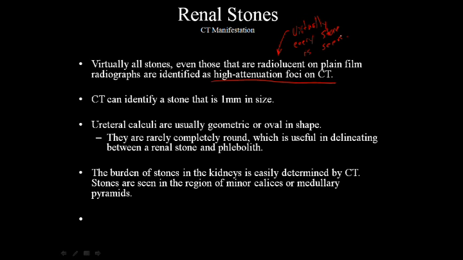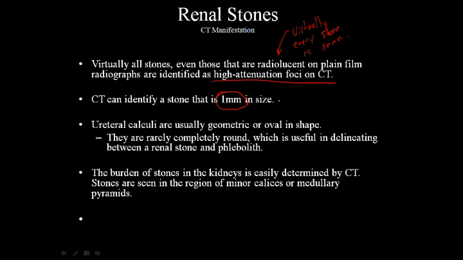CT can identify a stone that is 1 millimeter in size. So you can see just precalcifications. A lot of times you see these precalcifications inside the kidney, and that's typically what you're looking for. You see precalcifications, and you're thinking that maybe they can become a stone pretty soon.